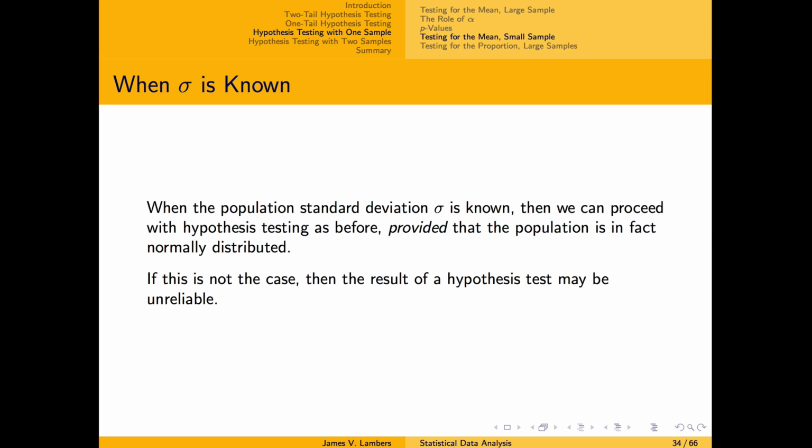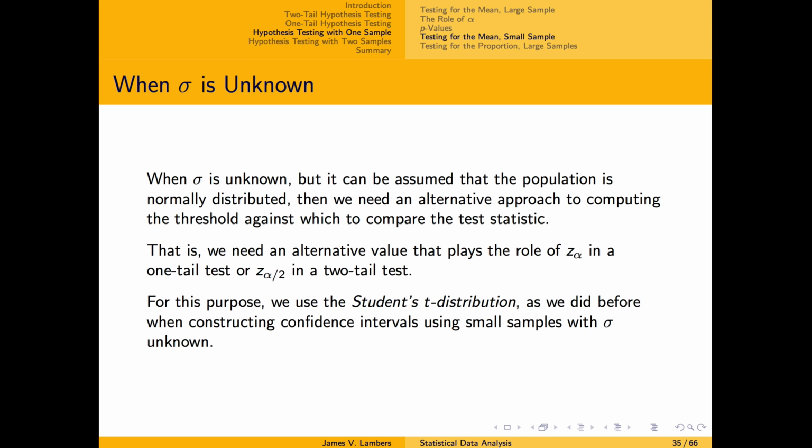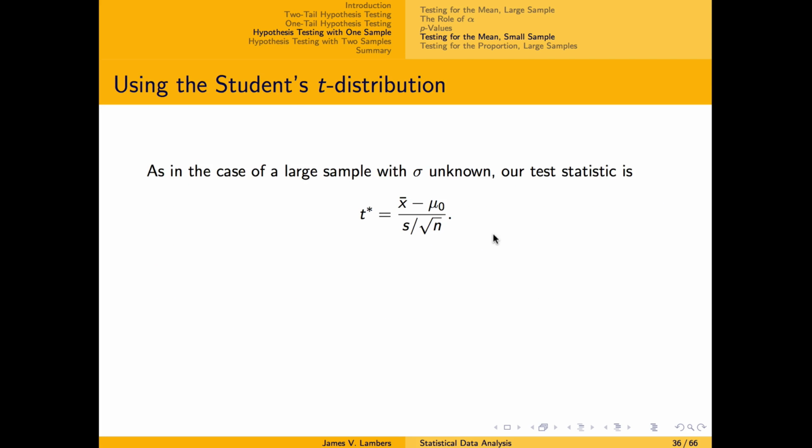If it is known, then we can proceed as in the large sample case, provided that the population is normally distributed. There is no difference in the procedure from the large sample case. On the other hand, if sigma is not known, but the population is still normally distributed, we use the student's t-distribution, just as we did when constructing confidence intervals in the same scenario. Because sigma is unknown, we need to use a sample standard deviation s to compute the standard error for our test statistic. As always, the test statistic is a sample value minus a hypothesis value divided by the standard error.